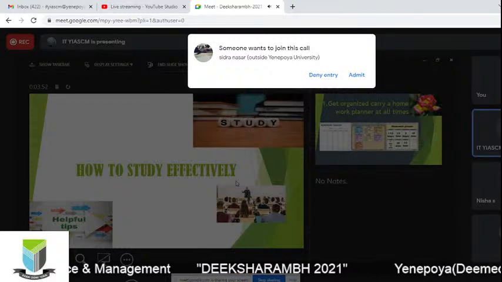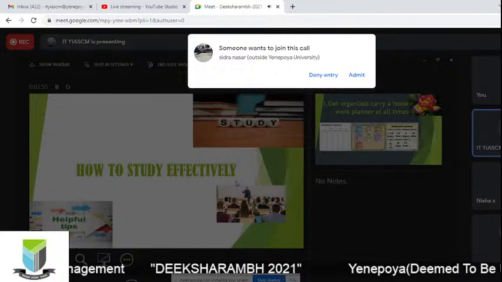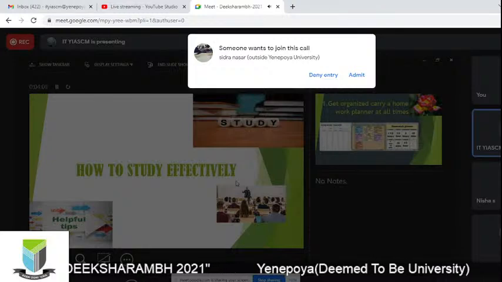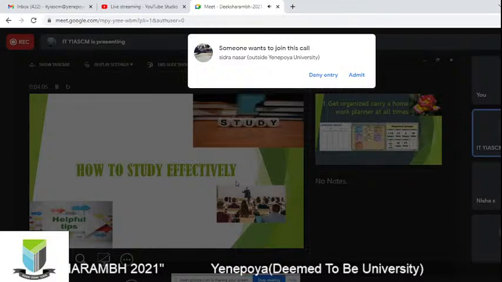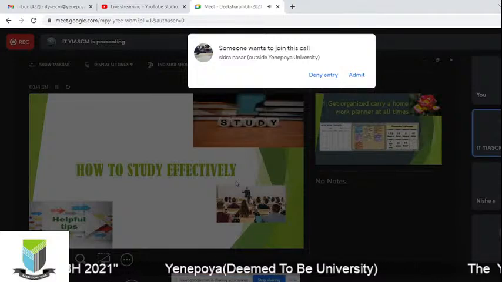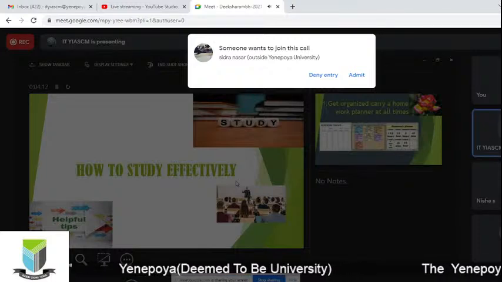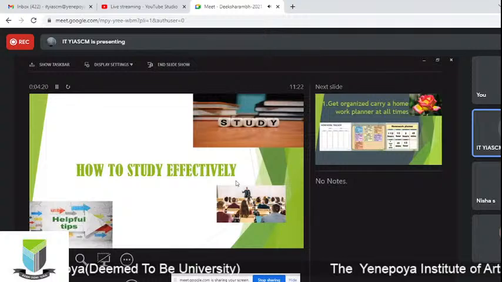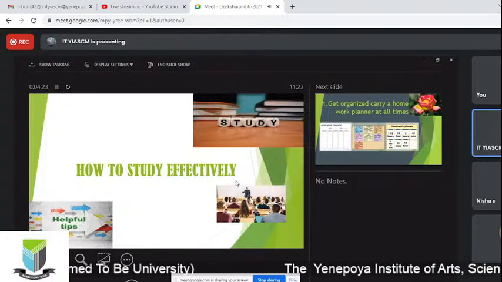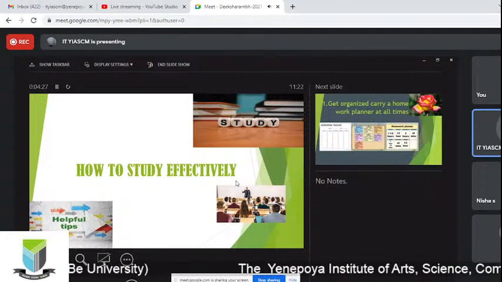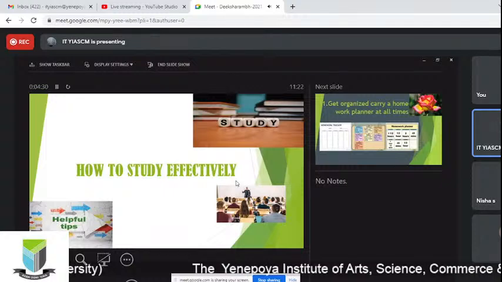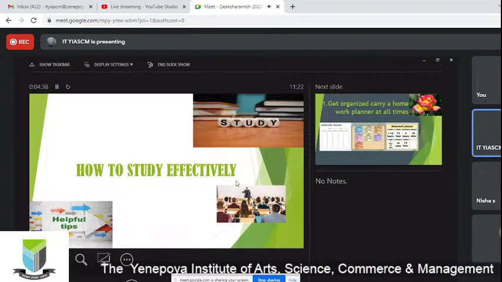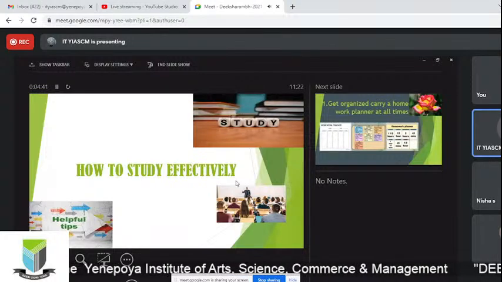Here, in the study strategies, how to study effectively, we will discuss 12 tips. The first tip is get organized, carry a homework planner at all times. The second tip is pay attention in class. The third tip is steer clear of distractions. The next tip is make sure notes are complete. Ask questions if you don't understand.